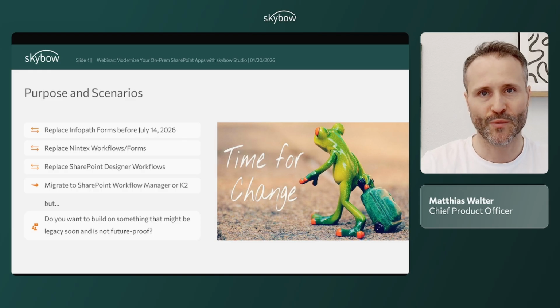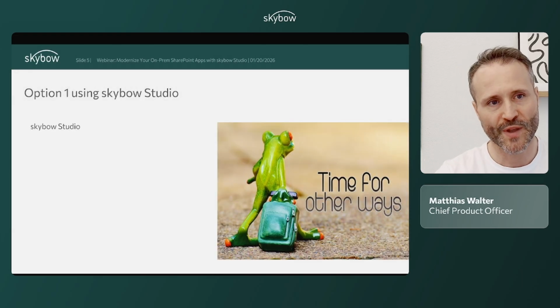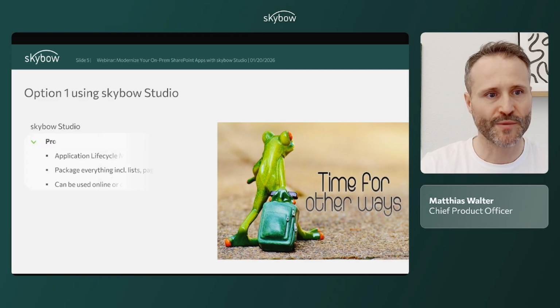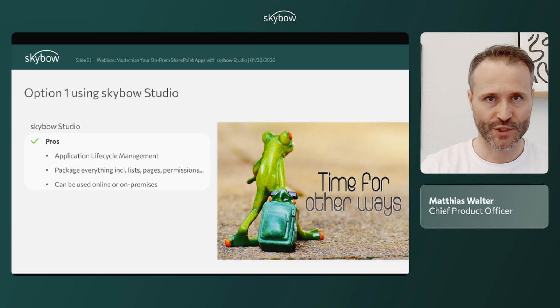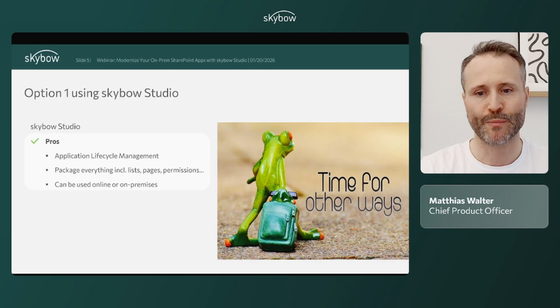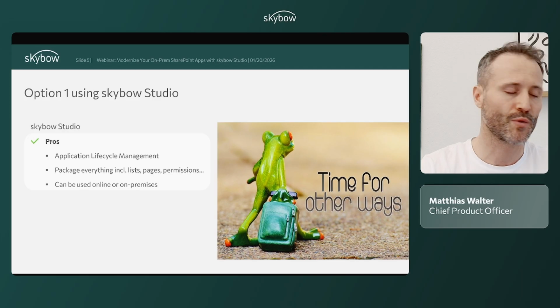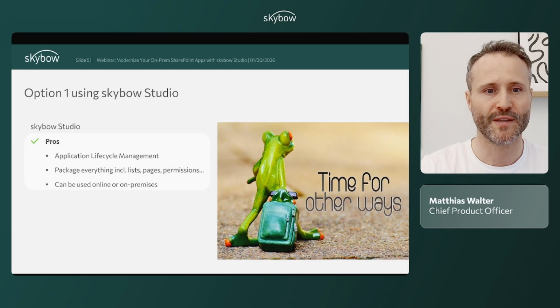So when you use Skybow, it provides a couple of options. Option one is you can use Skybow Studio. The advantage of Skybow Studio is it has full-blown application lifecycle management, which means you can build a whole solution and make a package of it, and everything is getting packaged, not just the forms or just some of the actions. It includes everything: the lists, the pages, permissions, and everything that is needed for a full solution.